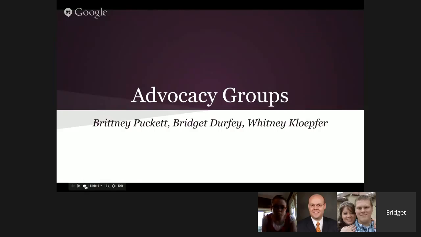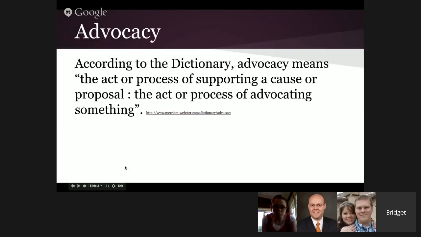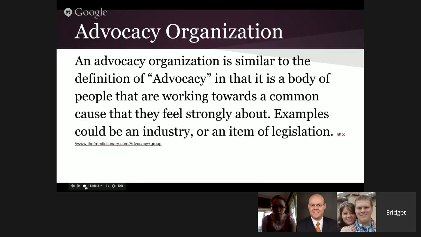Our presentation is about advocacy groups. Advocacy, according to the Webster Dictionary, means the act or process of supporting a cause or proposal, the act or process of advocating something. Advocacy will usually mean to influence public opinion or policy to move something that they are supporting or believing in. An advocacy organization is similar to the definition of advocacy in that it is a body of people working together towards a common cause that they feel extremely strongly about.